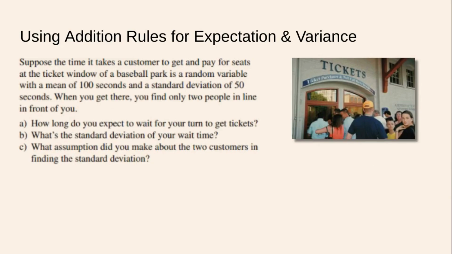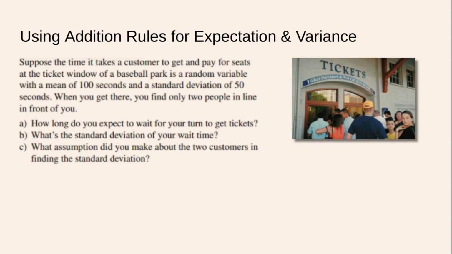So let's apply this principle. Suppose the time it takes a customer to get and pay for seats at the ticket window of a baseball park is a random variable with a mean of 100 seconds and a standard deviation of 50 seconds. When you get there, you only find two people in line in front of you, okay? So how long do you expect to wait your turn to get tickets? That's the first one we're going to look at.